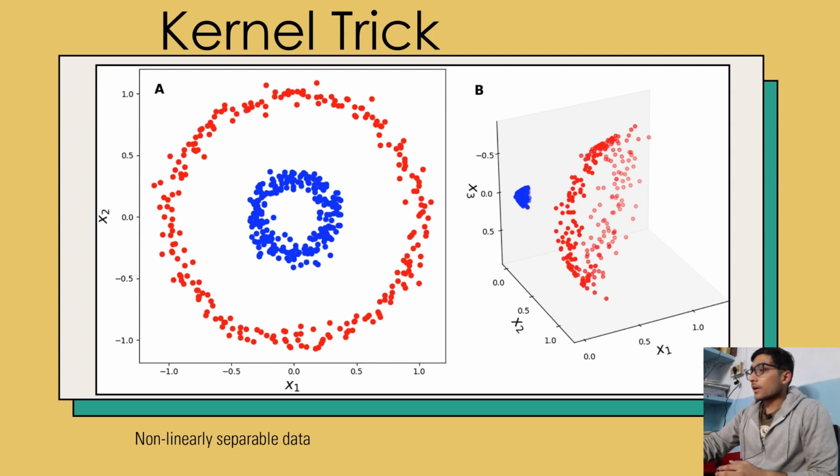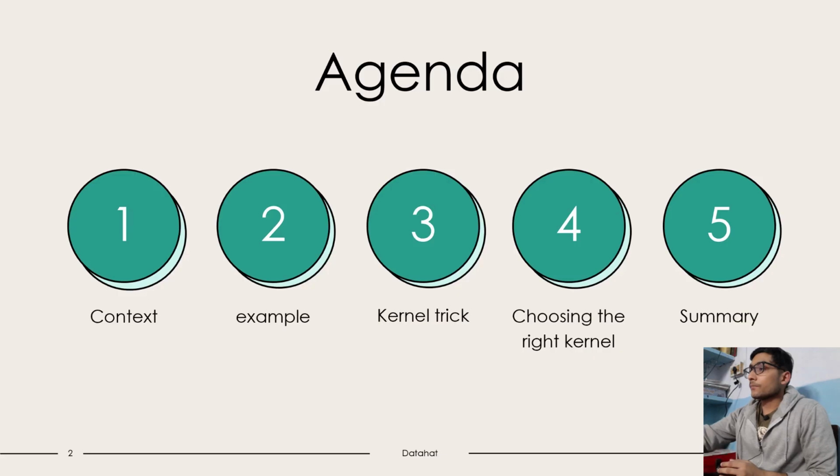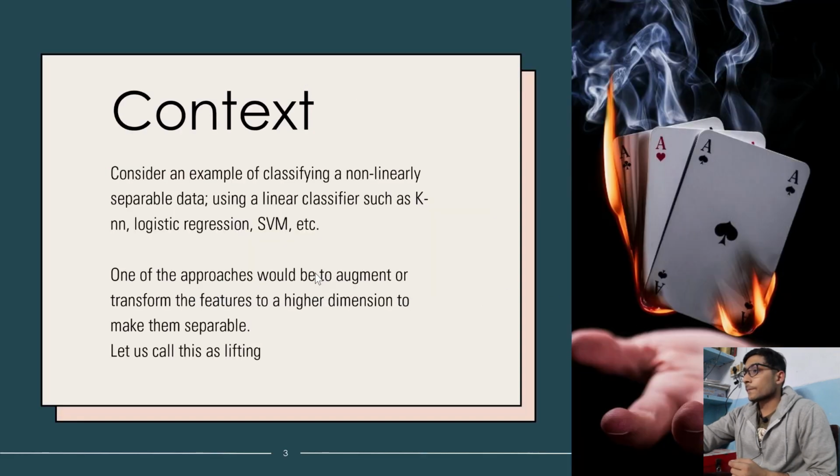So now let us get back to what is kernel trick. But before moving ahead, we need to understand what we are going to discuss in this video. We shall understand the context behind the kernel trick. We shall see with an example. We shall look at what kernel trick actually means, why should we use kernel trick and not anything else, choosing the right kernel, and finally we shall summarize what we have learned so far.